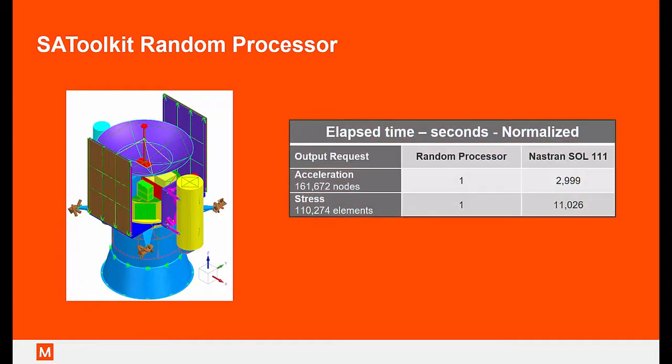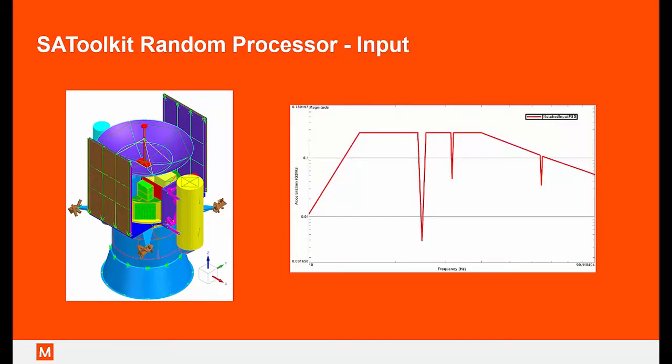SA Toolkit dramatically reduces solution time while increasing results accuracy. It's over 3,000 times faster than its competitor. We'll excite the spacecraft in the lateral direction using a notched acceleration PSD function.